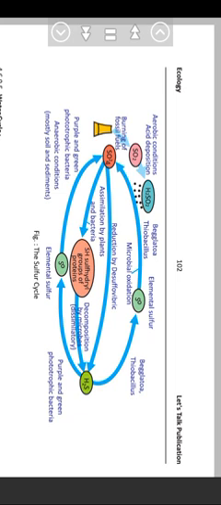Formation of clouds. Vaporization. Water bodies. Figure: water cycle.